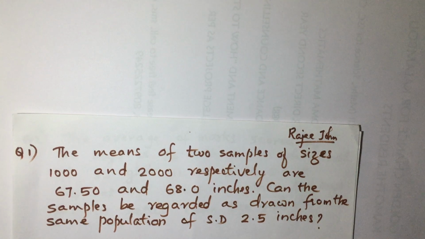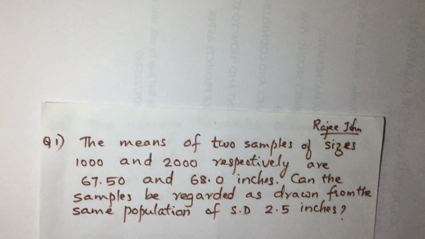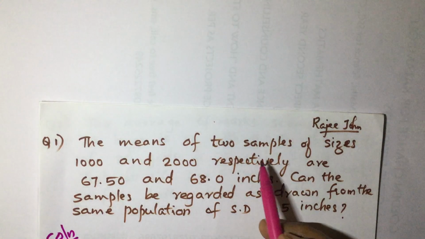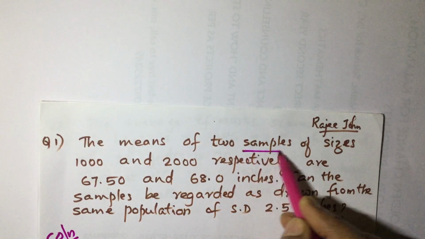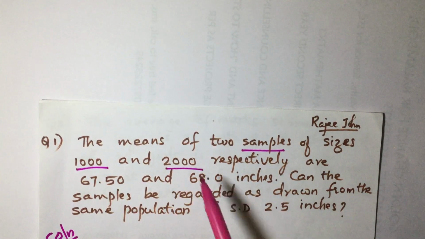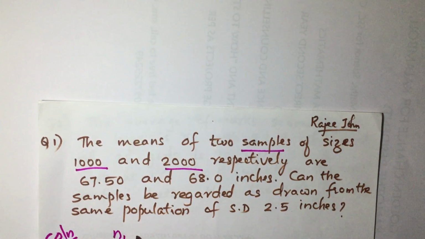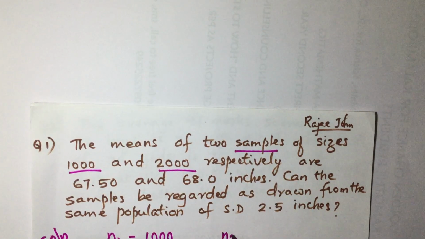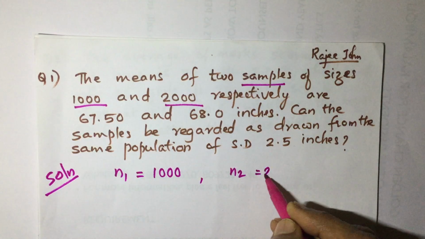Now let's solve some questions related to the previous topic. So consider this question. The means of two samples of sizes 1000 and 2000. So they are the sample sizes: N1 is 1000 and N2 is 2000.